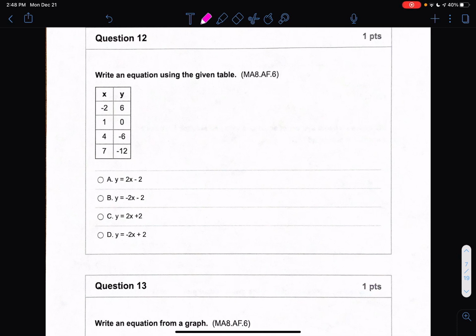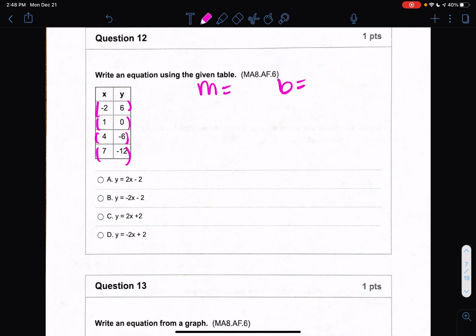All right, so here is the second part. So I have number 12. It says write an equation using the given table. So I'm using this table full of ordered pairs to find out what my slope and my y-intercept is in order to write my equation.